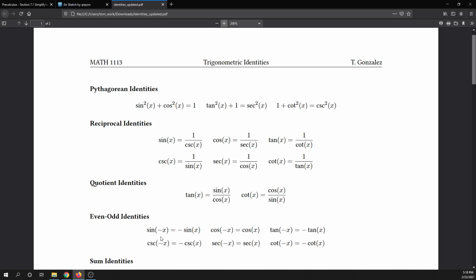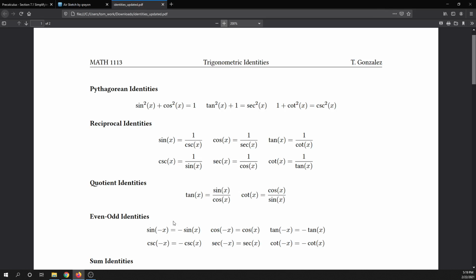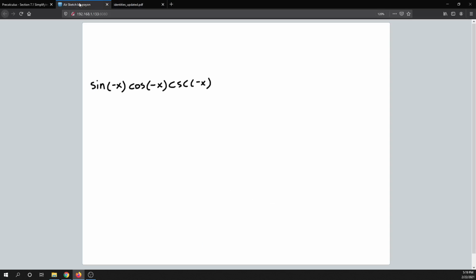On the left-hand side of each of these identities, I have the opposite of x, and on the right-hand side of each of the identities, the argument, the thing inside the trig function, is just x. That's the purpose of the even odd identities: to reduce those negatives down inside of the trigonometric functions. Looking at the first one, sine of the opposite of x is equal to the opposite of sine x. So that's the first one that I'm going to use here. I'm going to write that as the opposite of the sine of x.